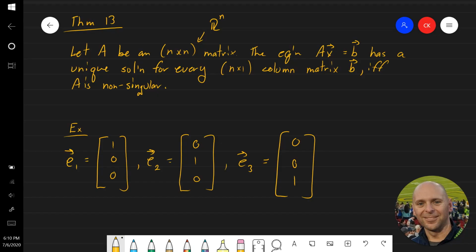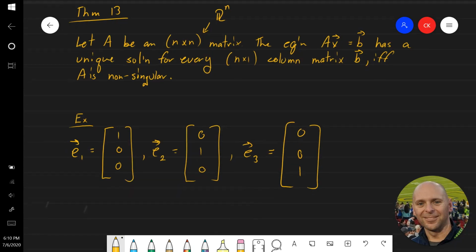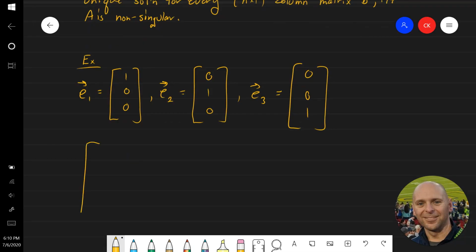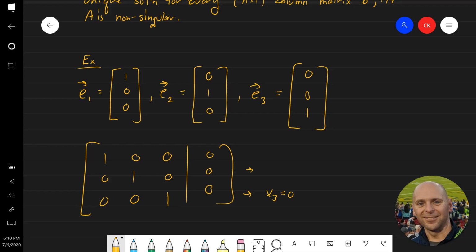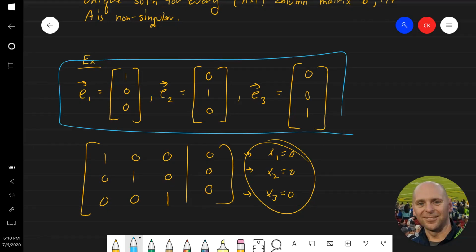These vectors are linearly independent. If you were to put them into an augmented matrix with the homogeneous solutions, it would be pretty clear that the only solution here is the trivial solution, because the bottom row tells us that x3 is equal to 0, so we don't get a choice there. The second row says x2 equals 0. We don't get a choice there. And the top row says that x1 is equal to 0. So the only solution is the trivial solution. Very quickly, we were able to show that these three vectors are linearly independent.